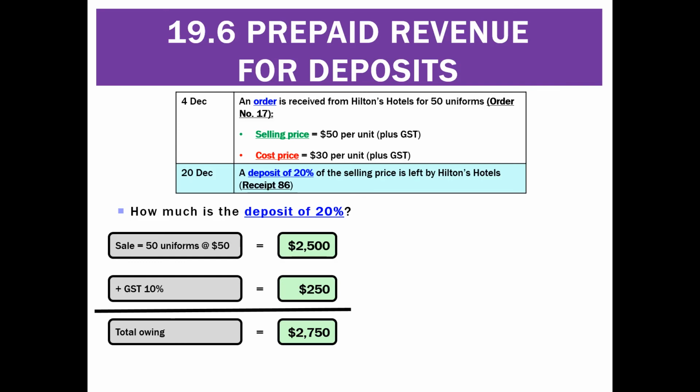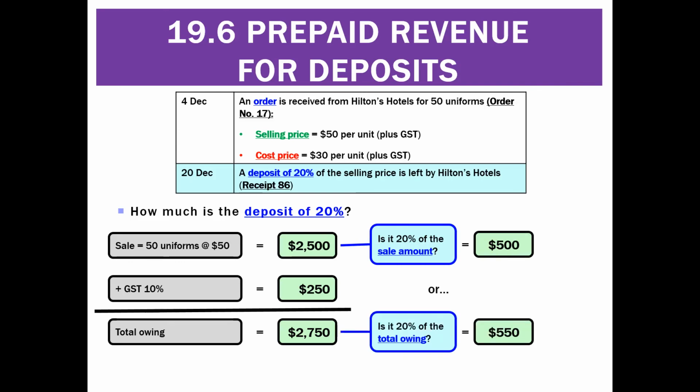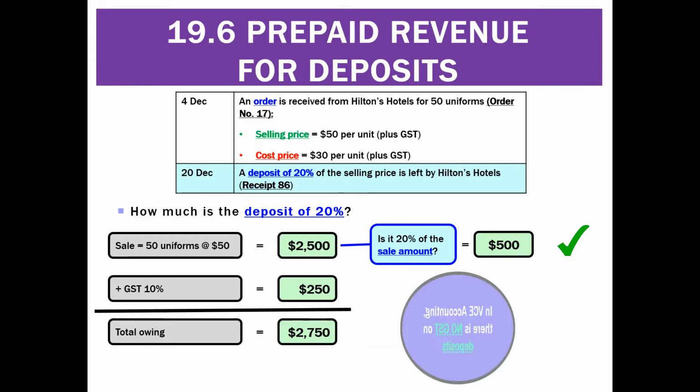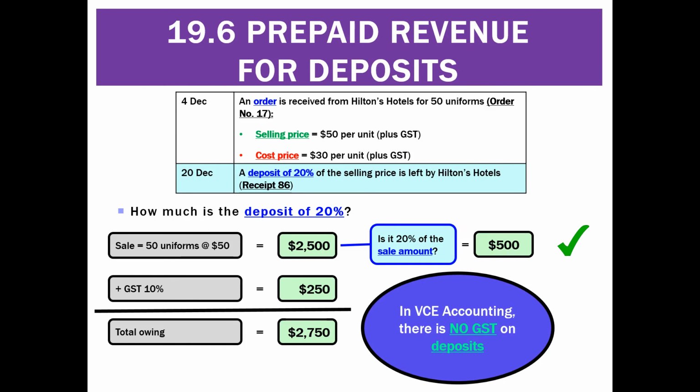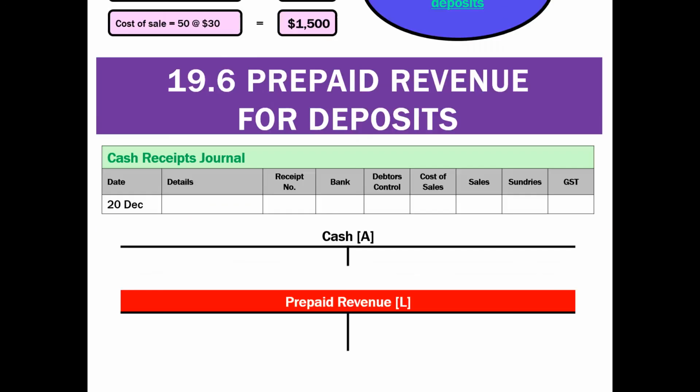So is the 20% deposit on the sale amount, or is it on the total owing? In Year 12 accounting, it's actually just going to be on the sale amount. It's not going to be on the total owing. So that's a rule that we need to follow each time. In VCE accounting, there is no GST on deposits. The deposit only applies to the sale amount. We'll also have a cost of sale of $1,500 because there's 50 uniforms with a cost price of $30 each.